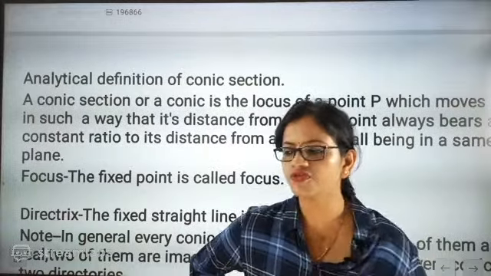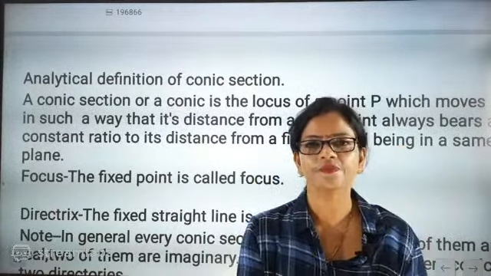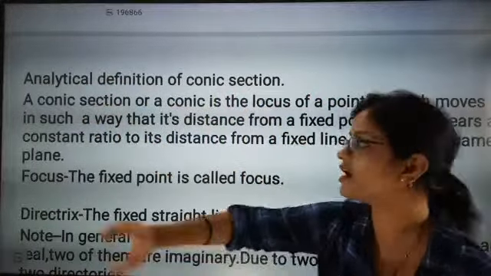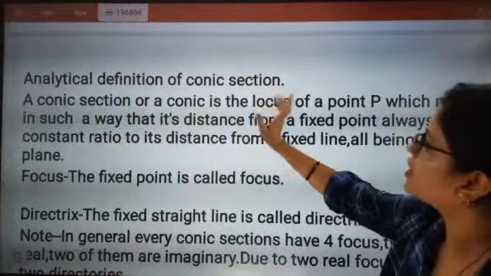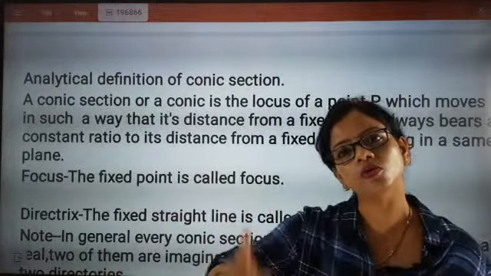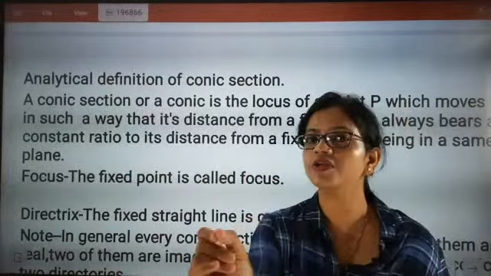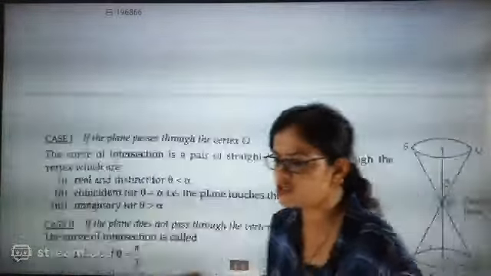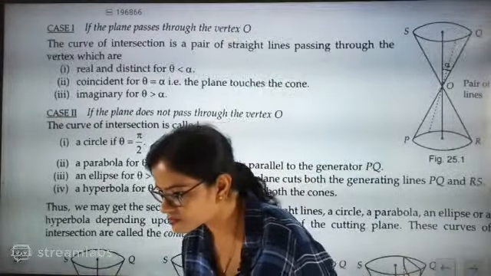But first, the definition. We saw one thing in the analytical definition of conic section. It says that a conic section or a conic is the locus of a point P. So definitely they are talking about the locus of a point P. Right now, how many different types of figures do you have? Right now you have 4 different types. What are the 4 different types? When we talk about conics, we have circle, ellipse, parabola, and hyperbola. So now the generalized statement it is giving.